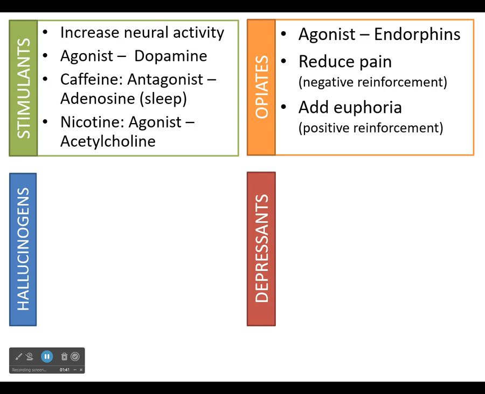Because they reduce pain, the use of opioids is negatively reinforced, meaning we are encouraged to keep doing a behavior because it takes away something unpleasant, in this case, pain. Opioids, however, are also positively reinforced because they add something pleasant, a state of euphoria. So in other words, our use of opioids is both negatively and positively reinforced. So in a sense, we are encouraged to do them for two different reasons.